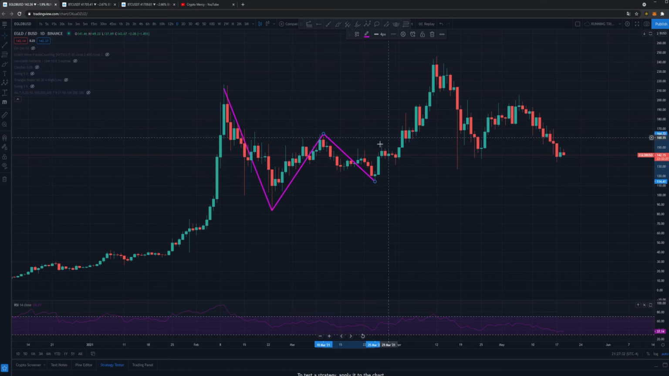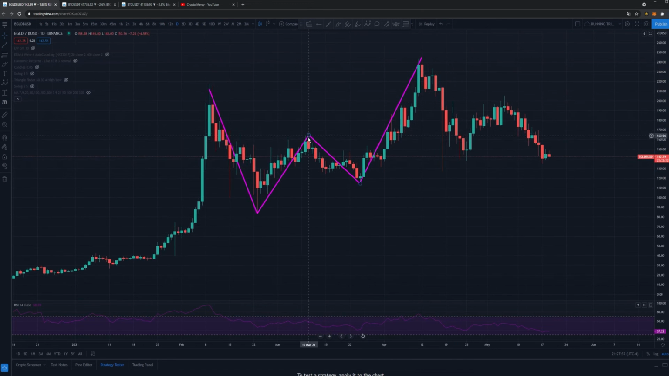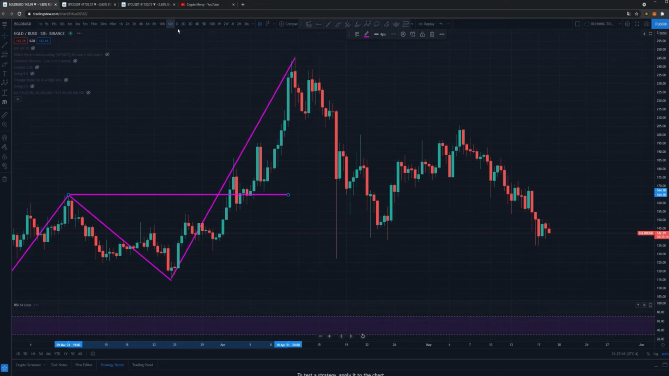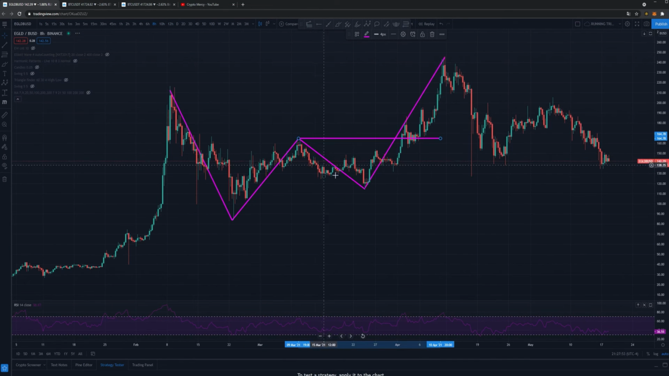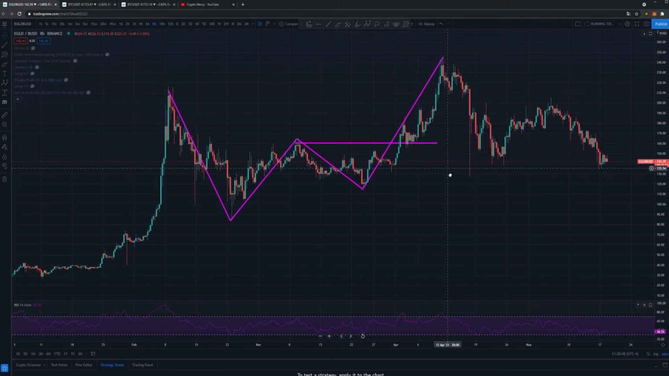Okay, and we have this right here. You see the W. Okay, it's a perfect W, and you have the neckline right here. And if we go on a lower time frame, you will see that this neckline was tested a couple of times. Okay, and like here, this is the neckline, and Bitcoin, Elrond has tested this neckline many times and confirmed it, and it's why we had a breakout.